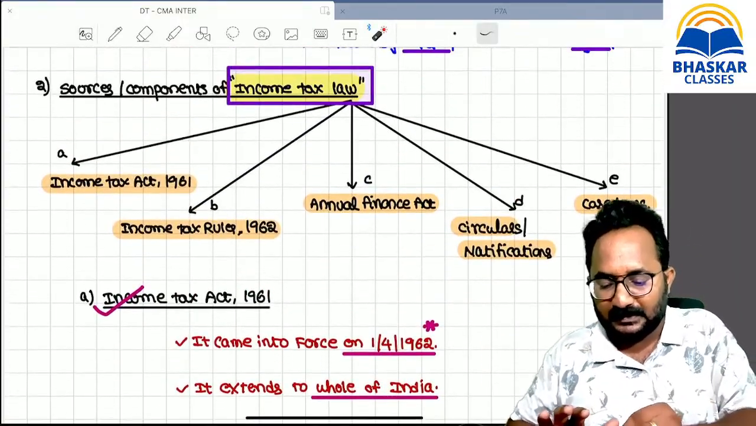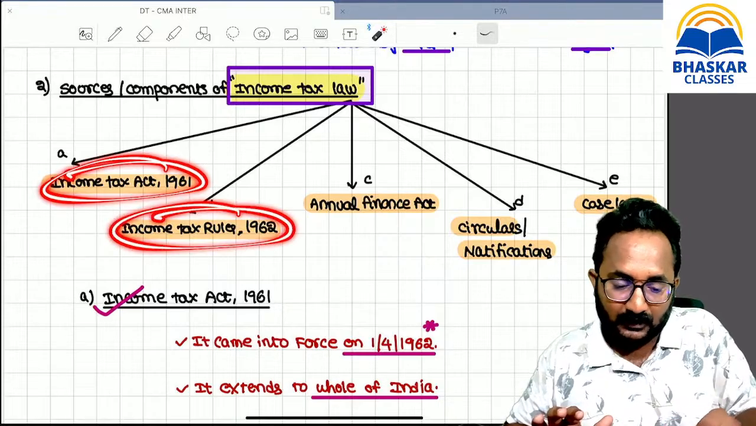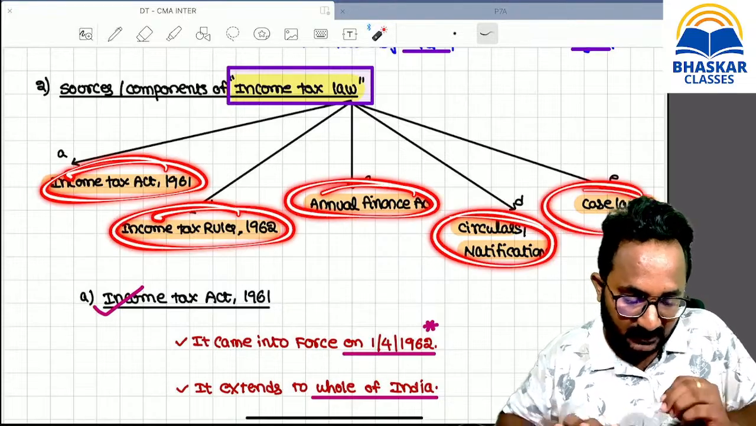So what are the components? Income Tax Act, Income Tax Rules, Annual Finance Act, Circulars, Notifications, case laws.